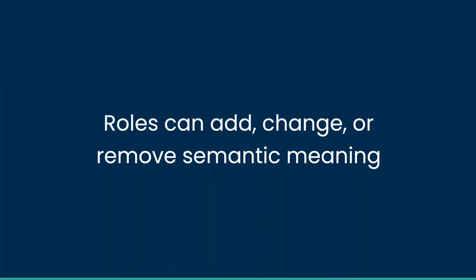Now, applying a role to an element can give it that meaning if it doesn't have it. So you can give a role to a div, and all of a sudden it becomes a semantic element. It can also change its meaning if it already has it, or remove it completely. Let's have a look at a few examples.